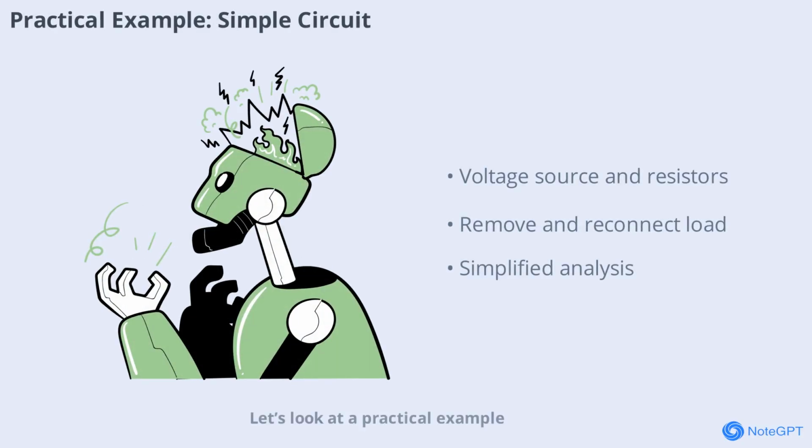Let's look at a practical example. Imagine a circuit with a voltage source and two resistors in series connected to a load. By applying Thevenin's theorem, we remove the load, calculate the open circuit voltage, find the equivalent resistance, and then reconnect the load to the simplified circuit. This process makes it much easier to analyze how the load will behave, and you can quickly determine the current and voltage for any value of load resistor.